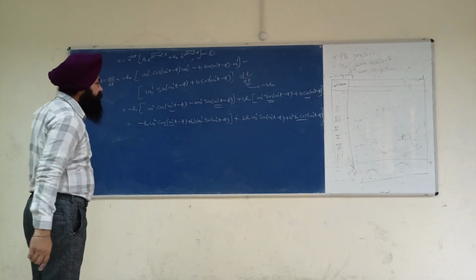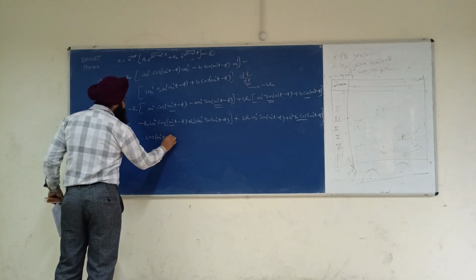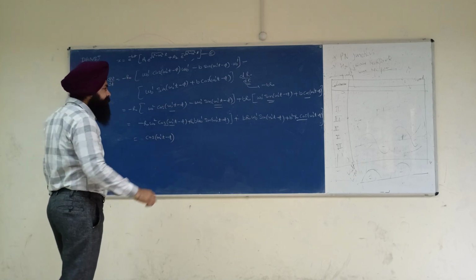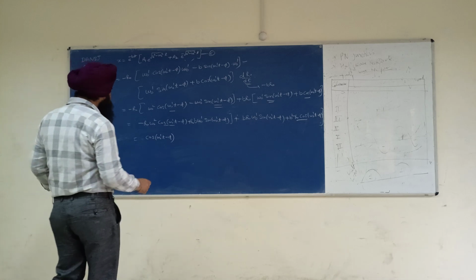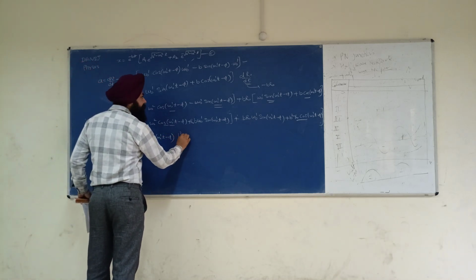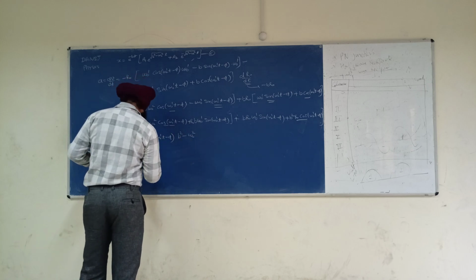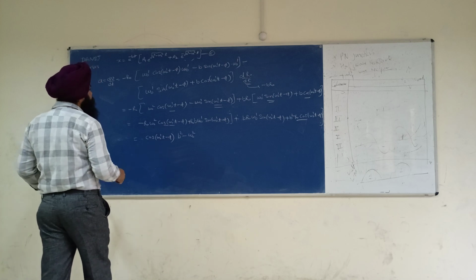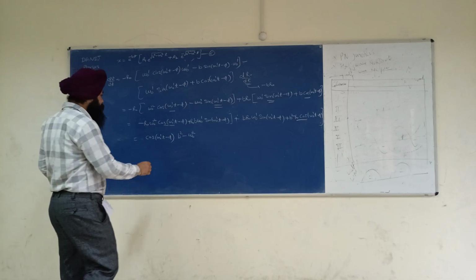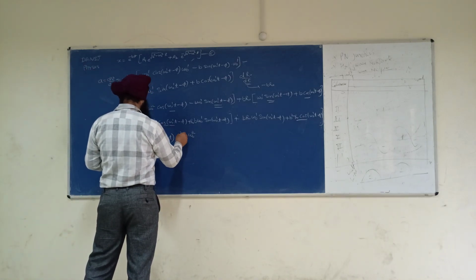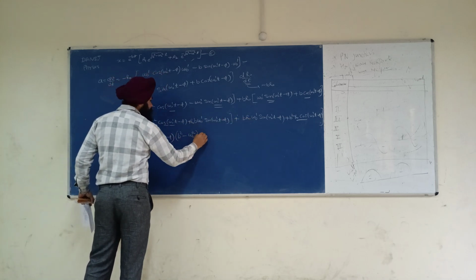It will give me cos omega naught prime t minus phi common. What I am getting? b square minus omega naught square, yes, omega naught prime, into r naught, which is also common in this term.